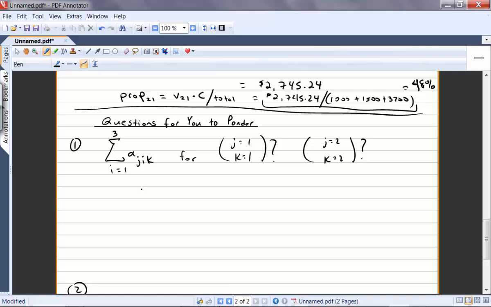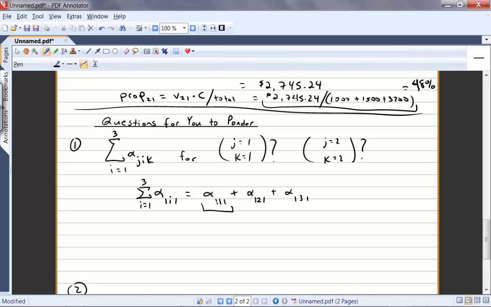So for the first one, i goes from 1 to 3, and we're fixing j at 1, and k is 1. So we want to calculate alpha 1, now put 1 in for i, so alpha 1, 1, 1, plus alpha 1, putting 2 in for i, 1, 2, 1. j and k are fixed at 1 and 1, respectively. It's just i going from 1 to 3. So we're calculating this.